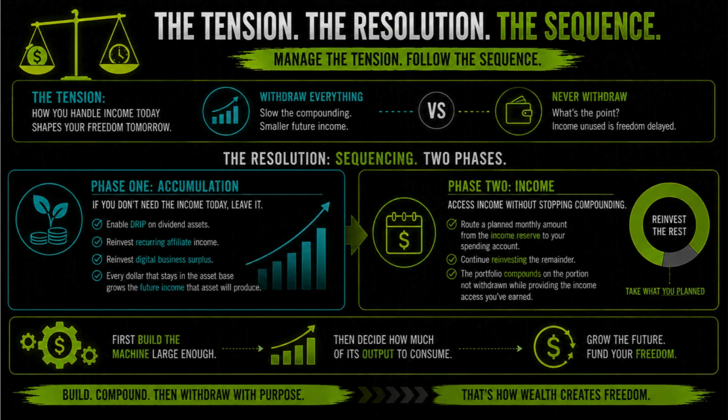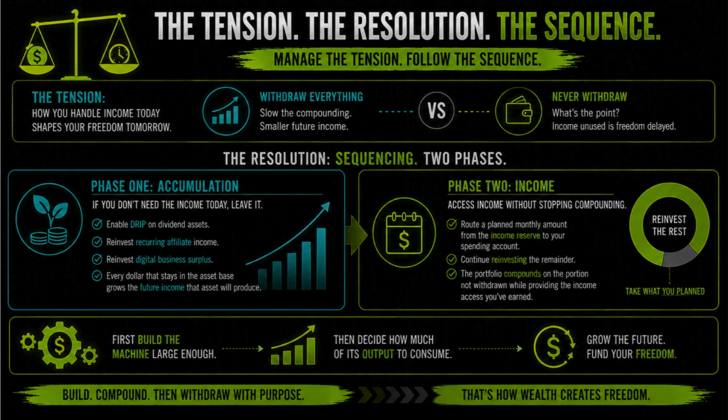There's a tension at the center of every passive income portfolio. If you withdraw every dividend and commission as it arrives, you slow the compounding. If you never withdraw, what's the point? The resolution is sequencing. 2 phases.